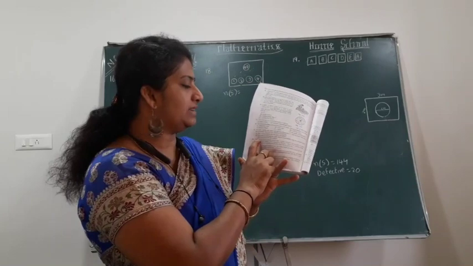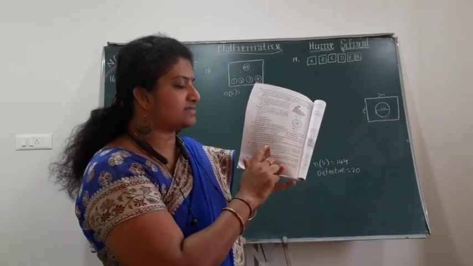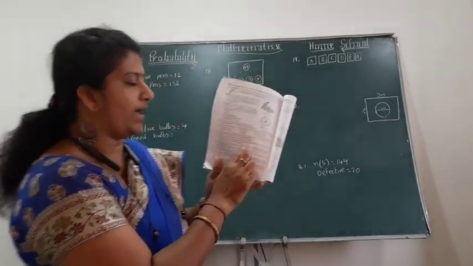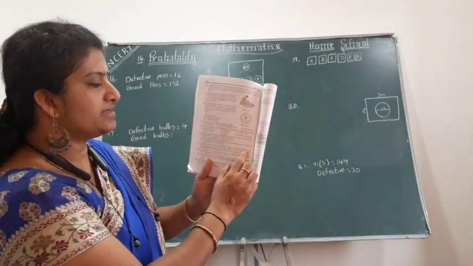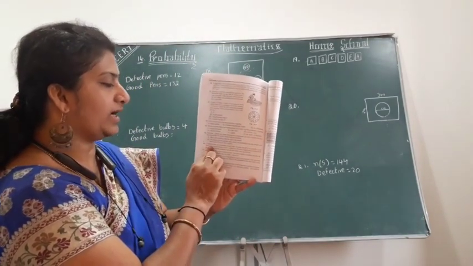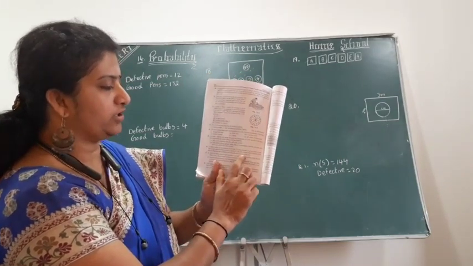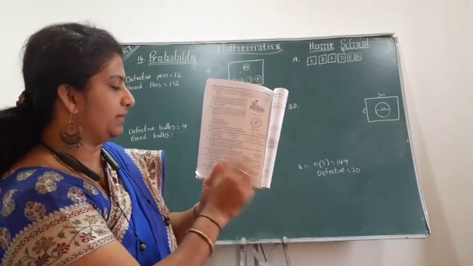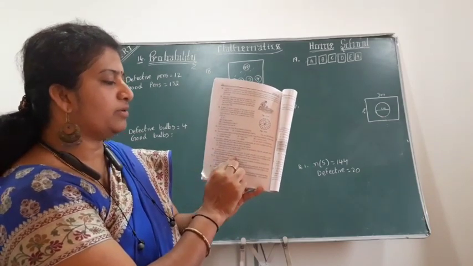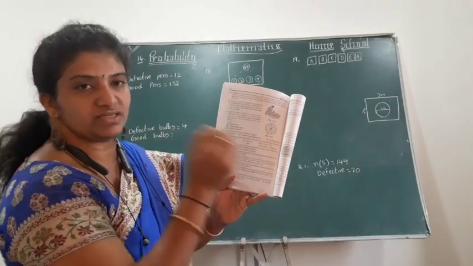12 defective pens are accidentally mixed with 132 good ones. It is not possible to just look at a pen and tell whether it is defective or not defective. One pen is taken out at random from this lot. Determine the probability that the pen taken out is a good one.